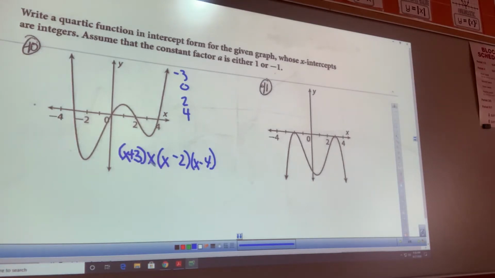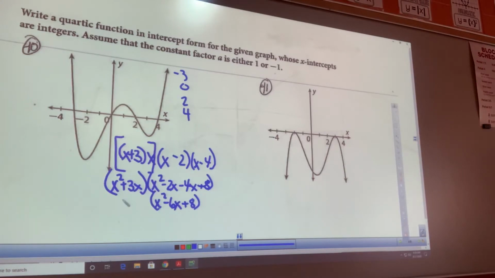What I'm going to have to do is FOIL, distribute this. So let's do this group first. And I get x times x is x squared, x times 3 is 3x. So now I have a new term. And then here, let's FOIL this out. And I get x squared minus 2x minus 4x plus 8. Which will give me x squared minus 6x plus 8 times x squared plus 3x.